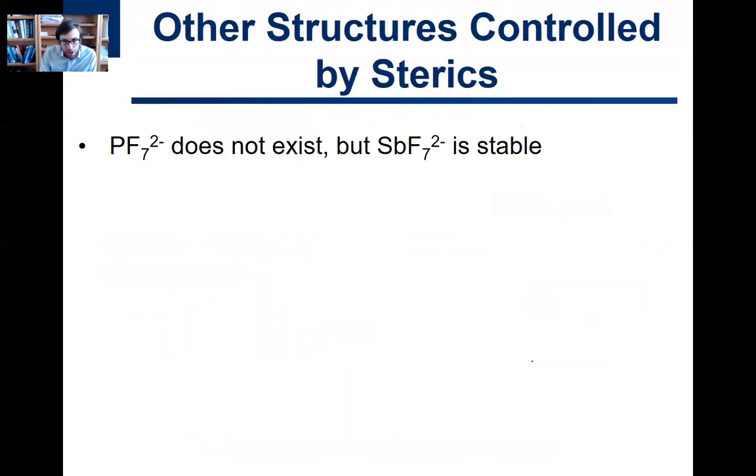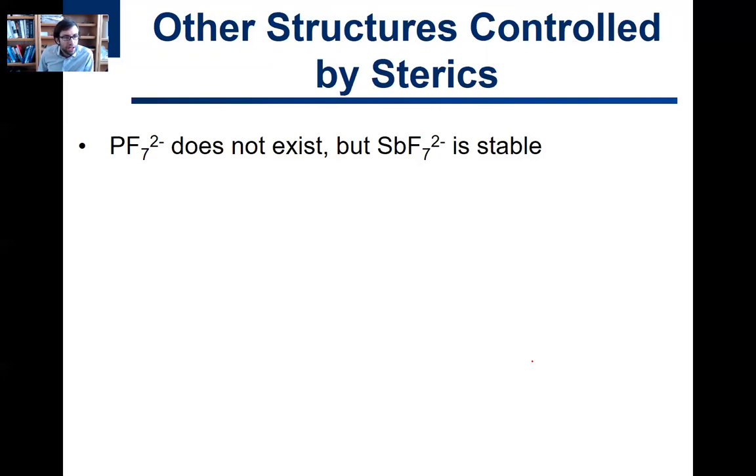All right, there are some other structures where you can use this same sort of empirical spin-off theory of VSEPR, and some other things you can say about different structures that are controlled by sterics. For example, PF7 2- does not exist. That's not a stable species. It's never been isolated. But the antimony analog can. Why? Antimony is a bigger central atom.